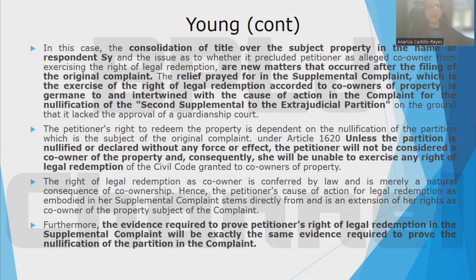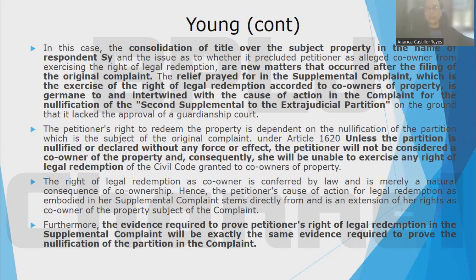In this case, the consolidation of title over the property are new matters that occurred after the filing of the original complaint. The relief prayed for in the supplemental complaint, which is the exercise of the right of legal redemption accorded to co-owners of property, is germane to and intertwined with the cause of action in the complaint for the nullification of the second supplemental to the extrajudicial partition.